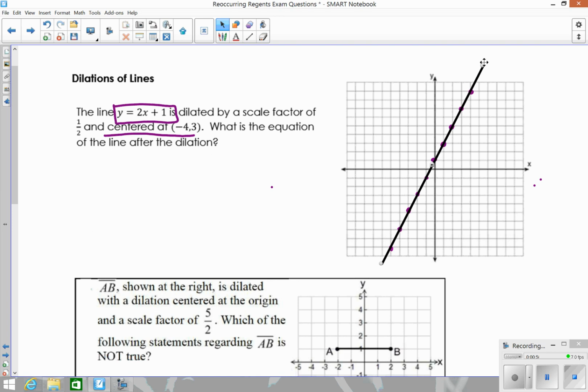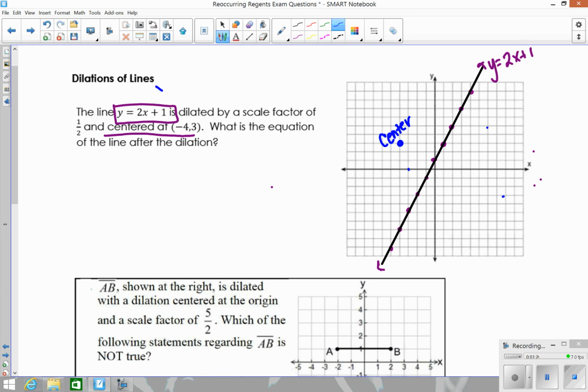So we should label that because we're going to be dealing with another line. We want to make sure that we can determine which line is which. So y equals 2x plus 1. The center of dilation is over at negative 4, 3. So 1, 2, 3, 4, up 1, 2, 3. So there's the center. So since the center of dilation is not on the original line, that tells me my new line will be parallel.